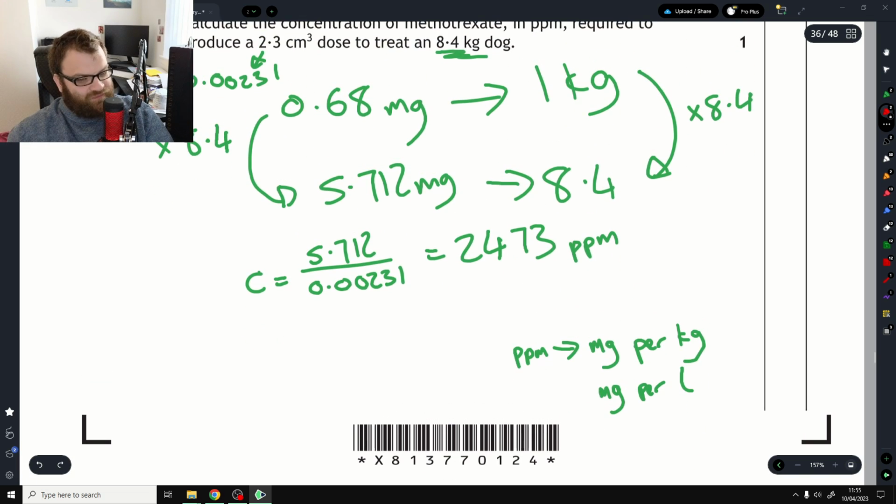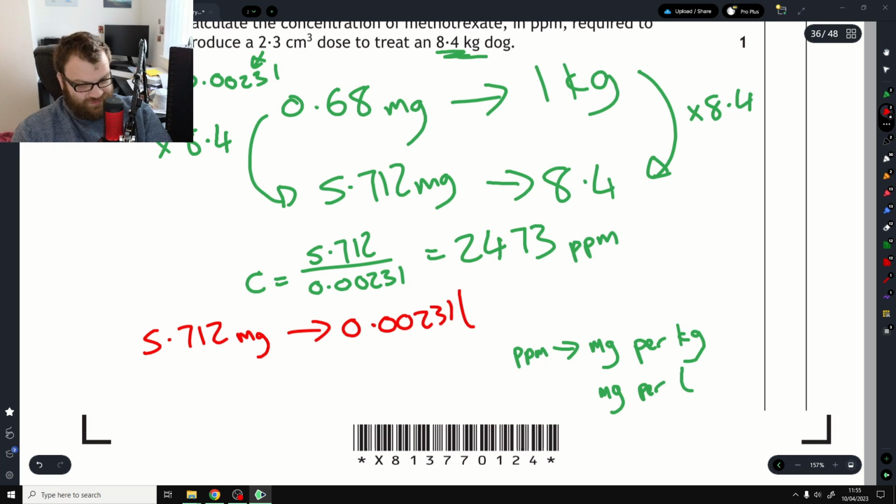Another way that works as well, if we said that we've got 5.712 milligrams in 0.00231 litres, and we are talking about per litre, is the way that the ppms work, either per litre if it's volumes or per kilogram if it's in masses. So we want to get that down to 1 litre. You divide any number by itself, that will give you 1. So divide by 0.00231. I do the same on the other side, and that's what I've done here.